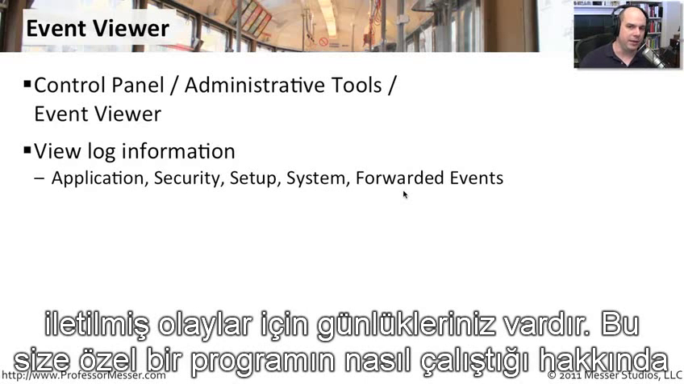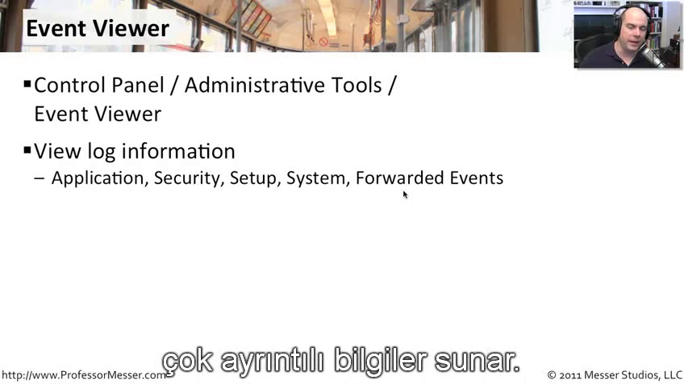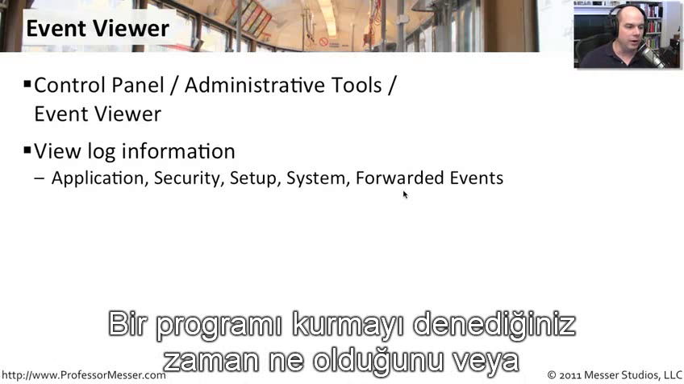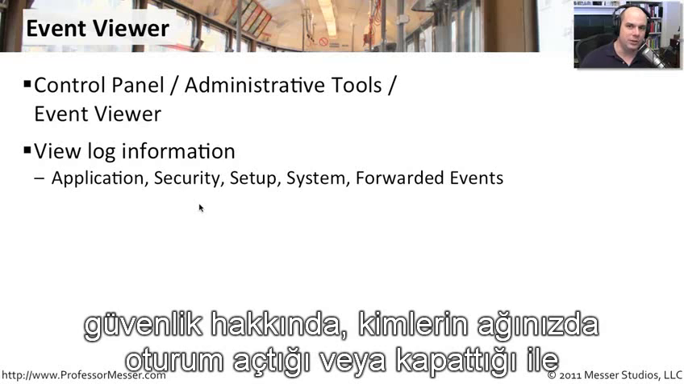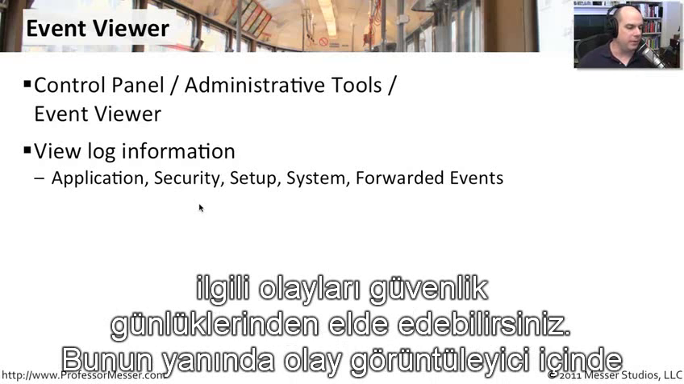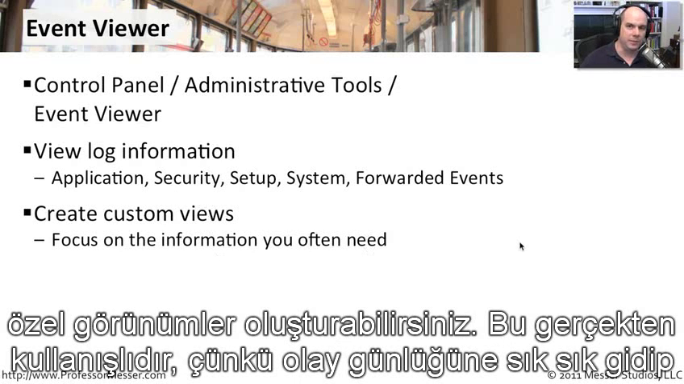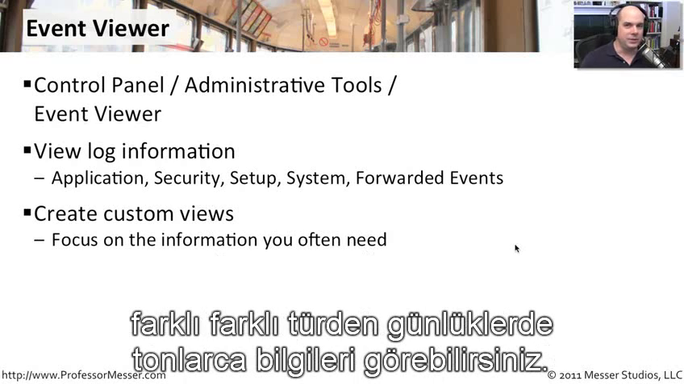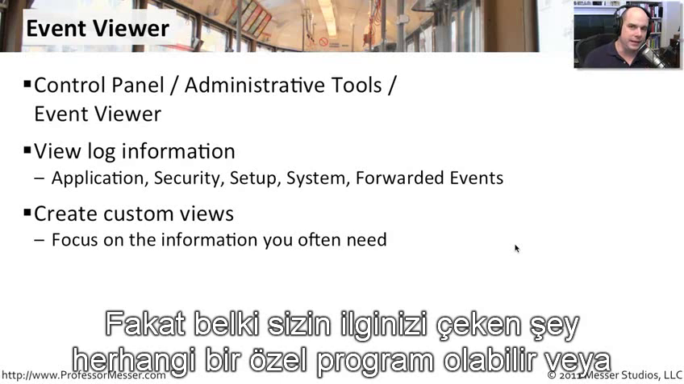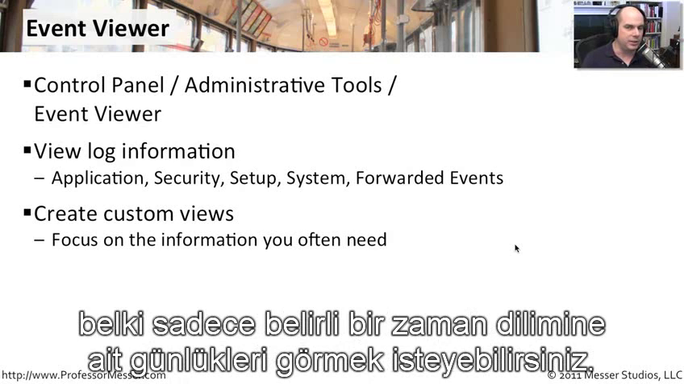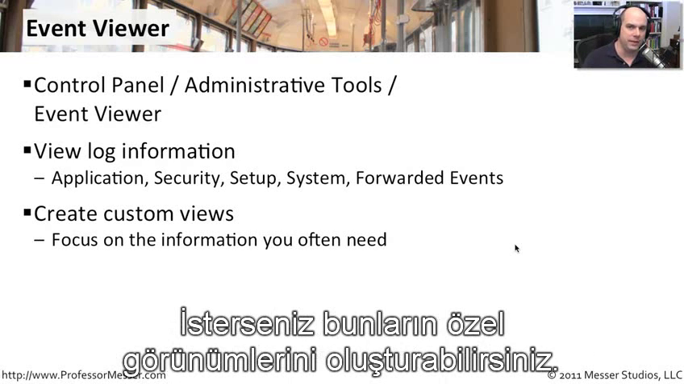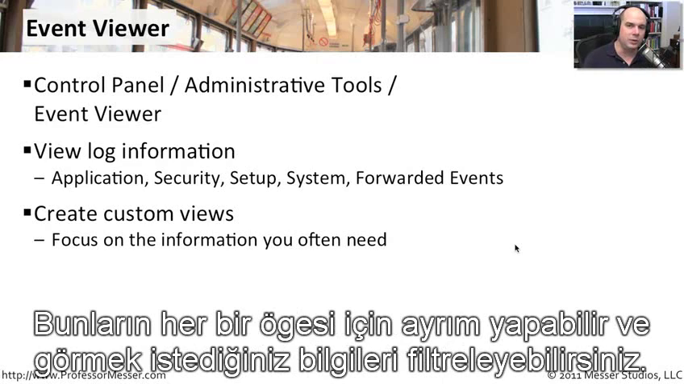This gives you a lot of detail about how a particular application might be performing, what happened when you tried to set up a program, or about the security of who might have logged on to or off of your network, right there from the security log. You can also generate custom views inside of this. This is really useful because often you'll go into your event log and you'll see a ton of information, many different kinds of logs. But maybe what you're interested in is just a log for a particular application, or maybe you just want to see the logs during a certain time frame. You can create custom views that can break down every piece of this and filter out just the information that you want to see.